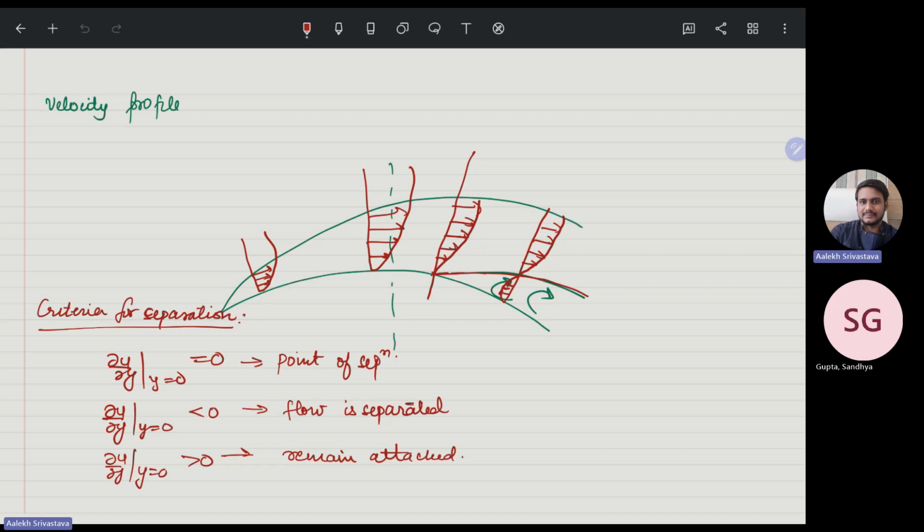Now let me see if any other question is remaining, so that it will be helpful in solving the assignment problem.